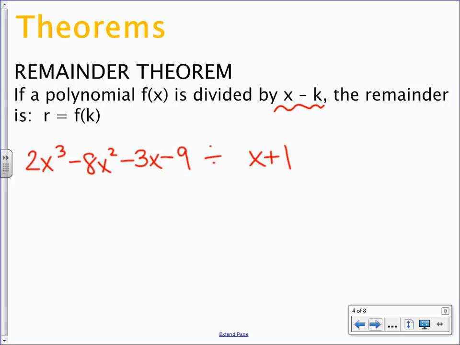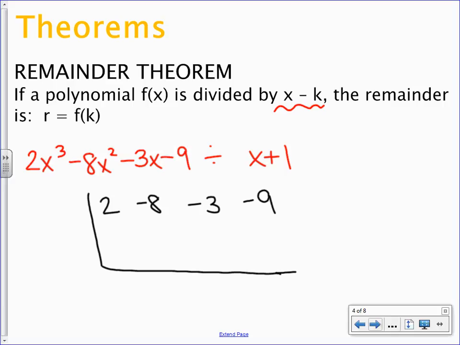We're going to take 2x cubed minus 8x squared minus 3x minus 9, and we're going to divide it by x plus 1. So for our synthetic division, what numbers do I write in this first row? The -9. There aren't any missing terms, right?